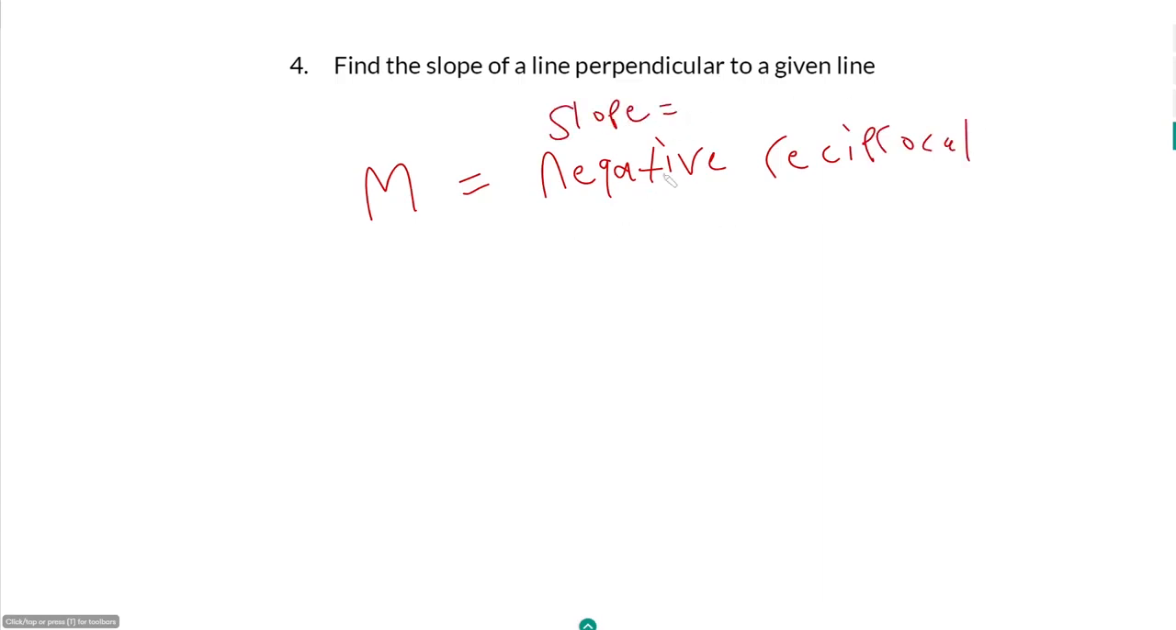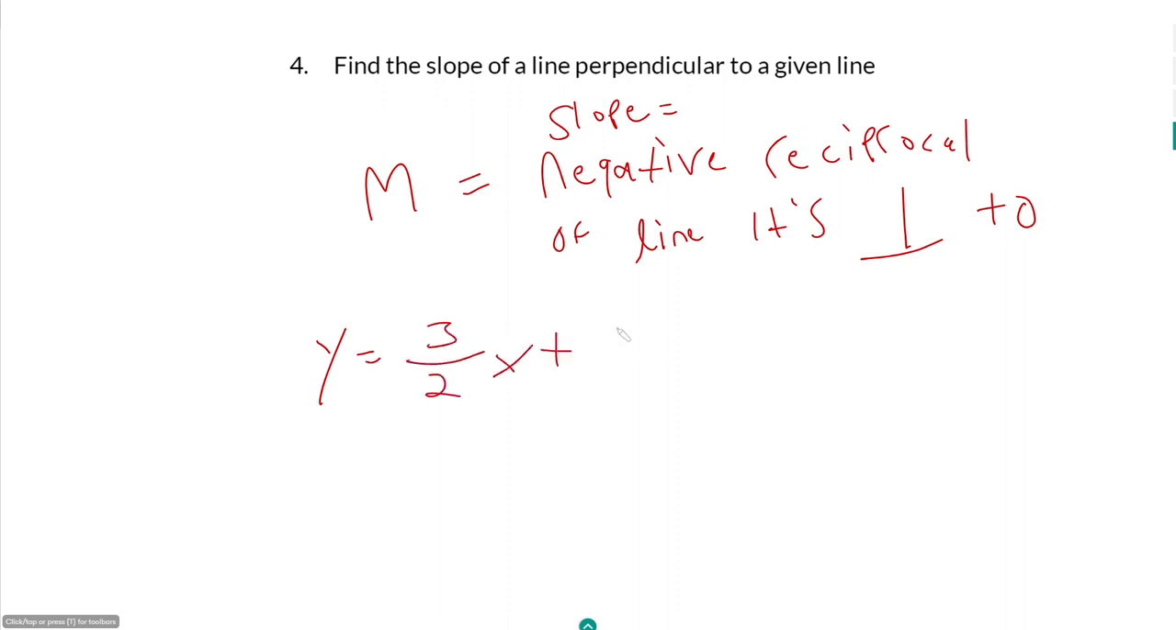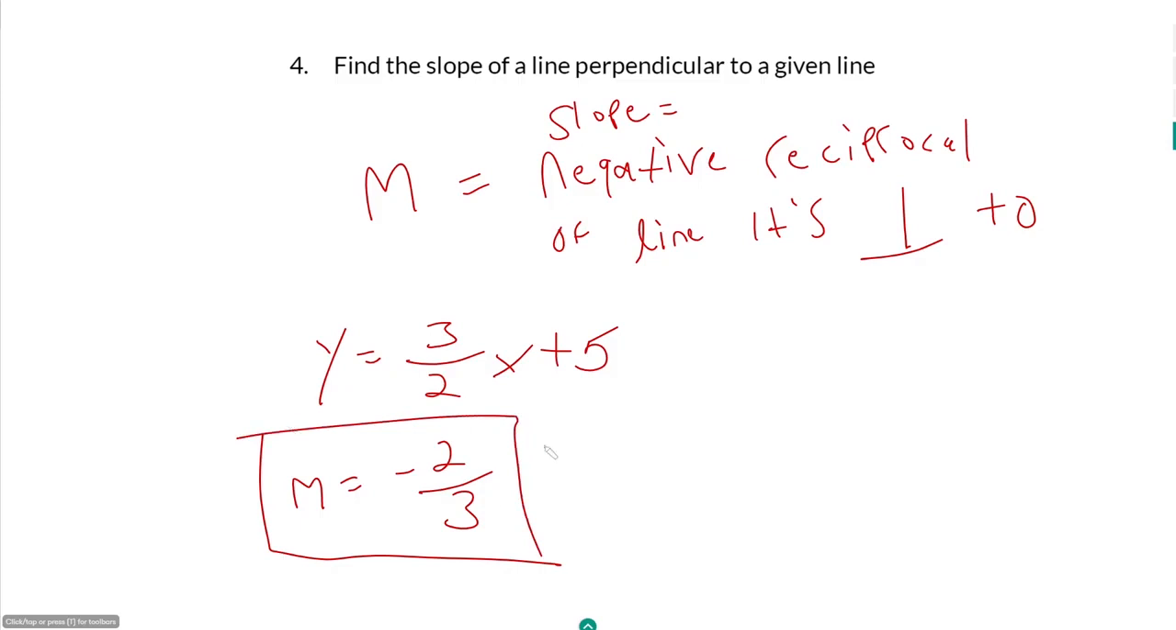That slope is the negative reciprocal of the line it's perpendicular to. So if I have some line with the equation y is equal to, we have x plus 5, what is the slope of a line perpendicular to this line? It would have a slope of negative 2/3. That is the negative reciprocal. And any line with a slope of negative 2/3 will be perpendicular to this one here.